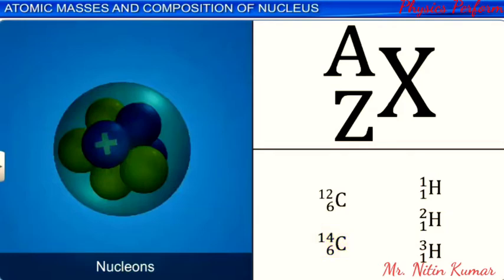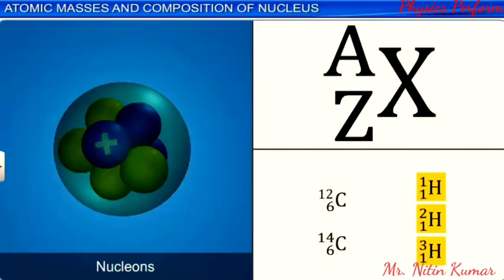Isotopes are nuclides of the same element, but with different mass numbers. For example, carbon-12 and carbon-14 are said to be isotopes of the carbon nucleus. Similarly, H1, H2, and H3 are said to be the isotopes of the hydrogen nuclide.